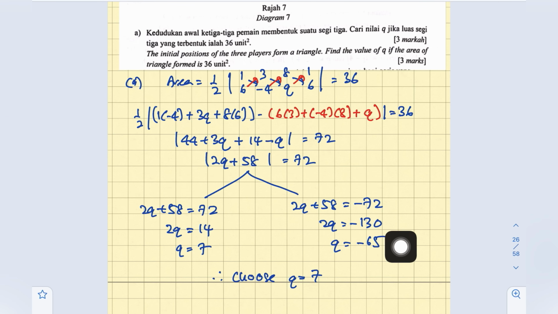Tak boleh biar macam gini. Kita kena pilih yang mana satu. So choose q equals to 7.